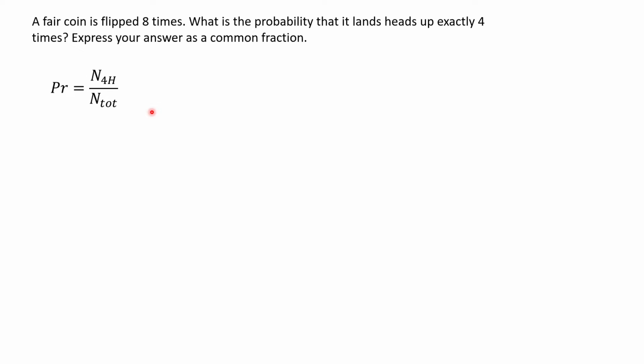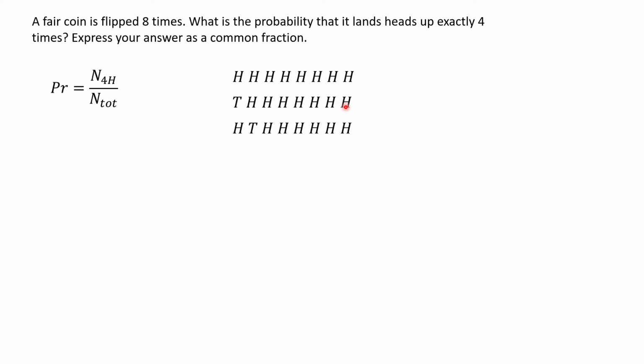So what do I mean by number of outcomes? Well, I'm throwing a coin 8 times. So for example, I can have something like this. 8 times I can have head. That's an outcome, one of them. The other possibility, well, I have first tail and then 7 heads. That's another outcome. Or I can have head, then tail, then heads again. That's the third outcome.